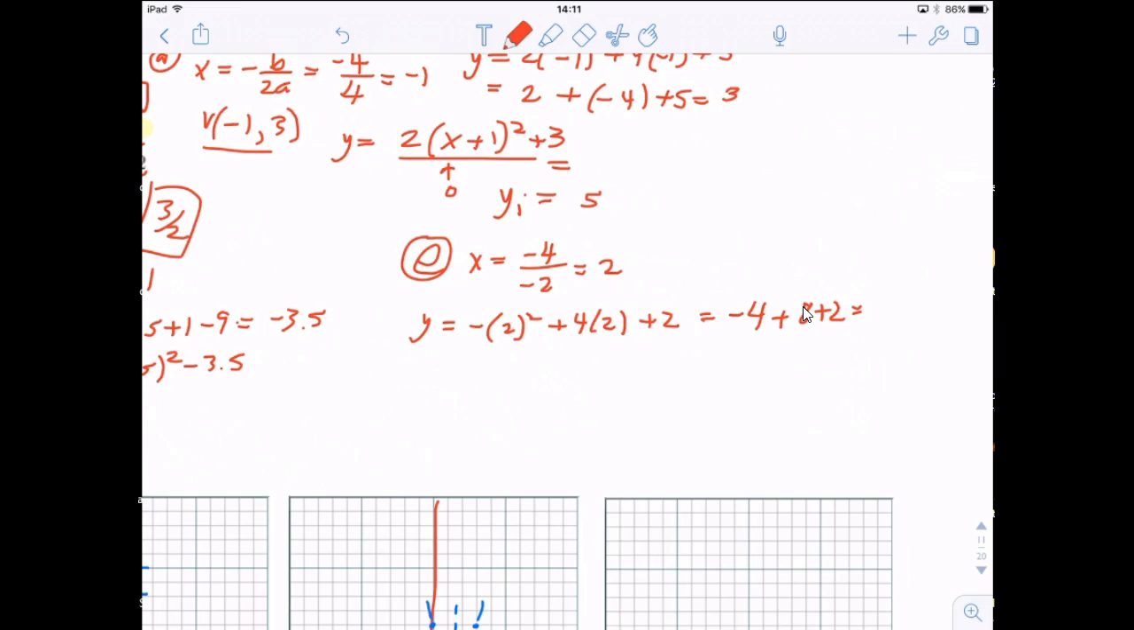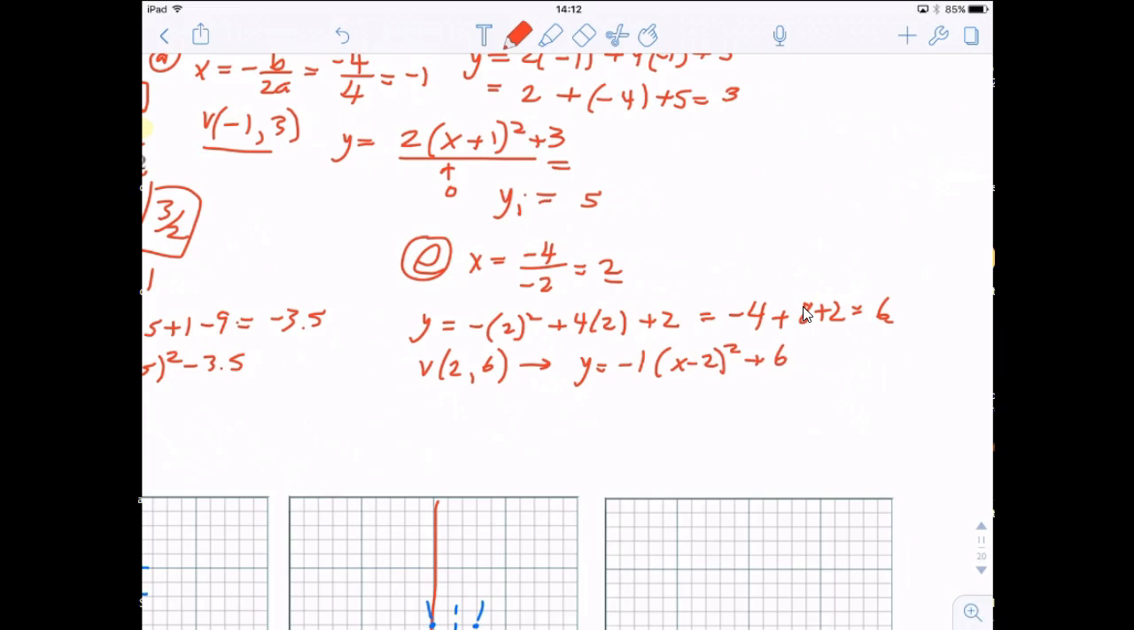So that's equal to 10 minus 4, which is 6, right? So now we know that the vertex is actually (2, 6). And so we could write the vertex form as y equals, and what's the a value again? The a value was negative 1, remember? y = -(x - 2)^2 + 6.